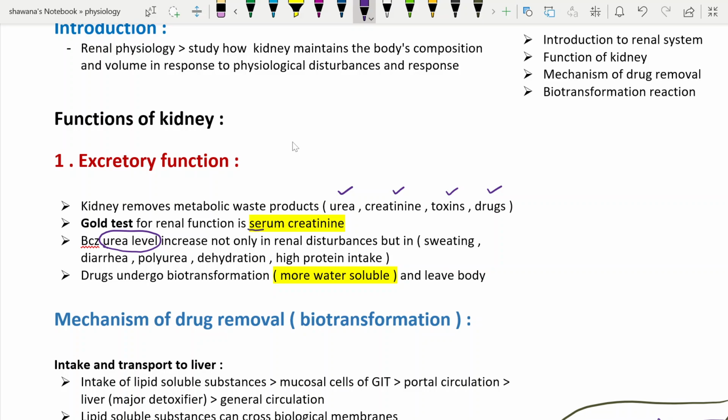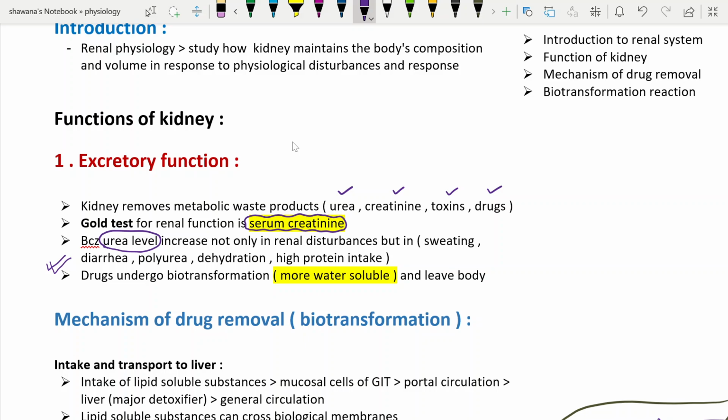and you have to remember this test, because when a nephrologist suspects a kidney disease, they go for the serum creatinine, not for the urea. Okay, and the second thing I want to mention is how drugs are eliminated from the body.